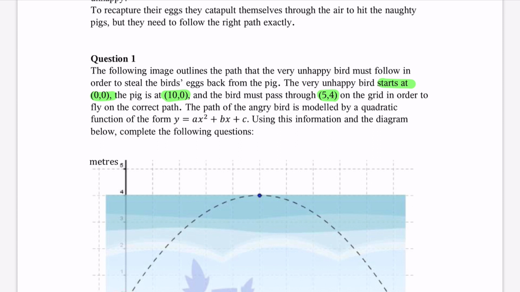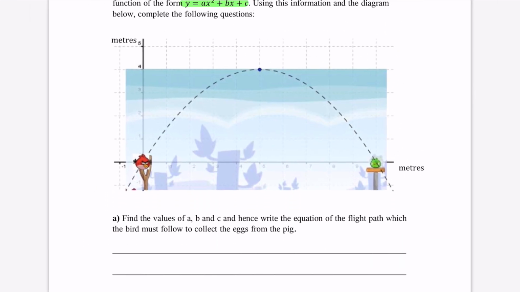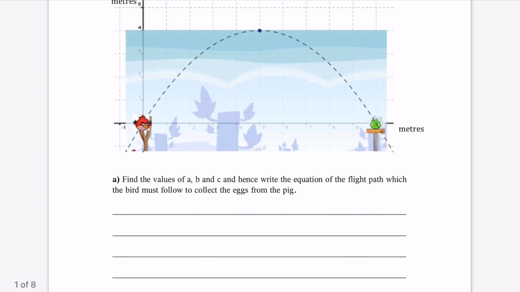The path of the angry bird is modeled by the quadratic function of this form. Using this information in the diagram below, complete the following questions. So part A says find the value of a, b, and c, and hence write the equation of the flight path which the bird must follow to collect the eggs from the pig.